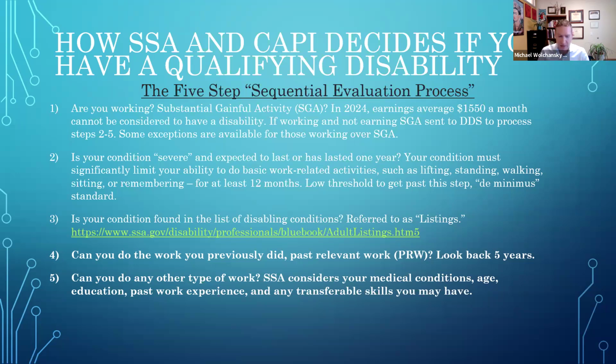And if you are earning over SGA, there are some exceptions. It gets very into the weeds, so I don't want to get too much into them. But there are some ways you can reduce your earnings. Maybe if you have expenses that you use for work, there are ways to whittle down. It's not the best way, but if someone's working, that's a red flag for you right now.